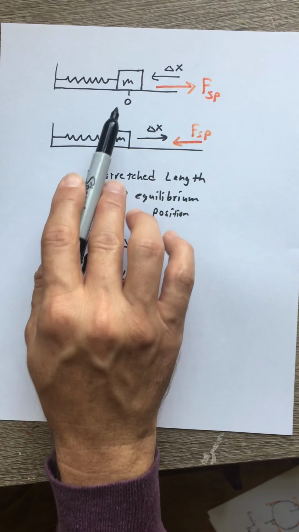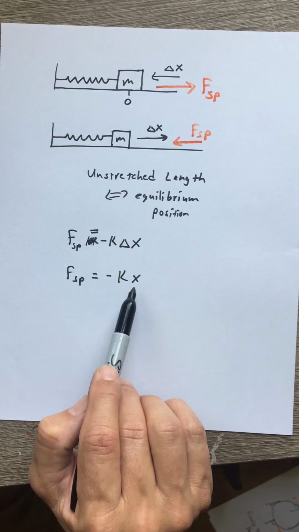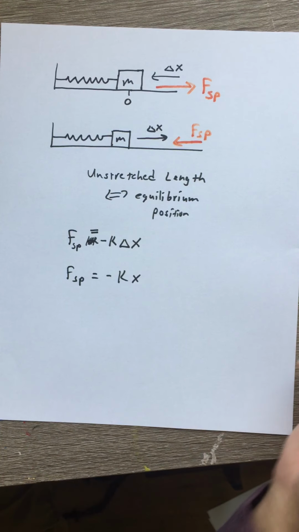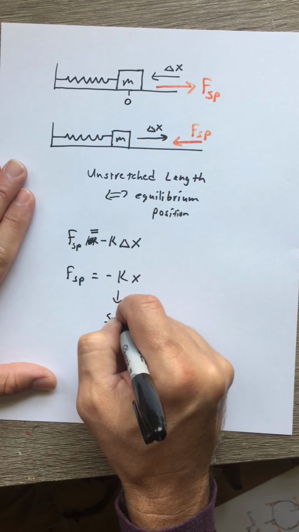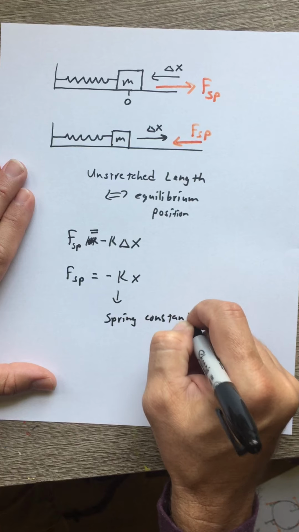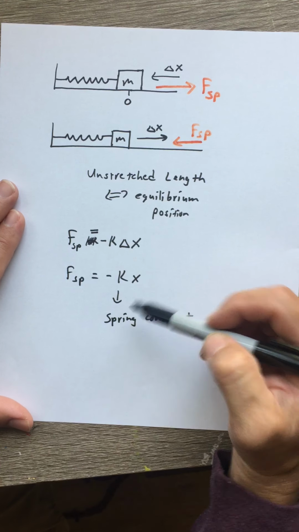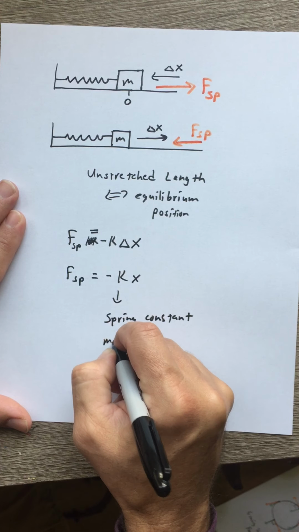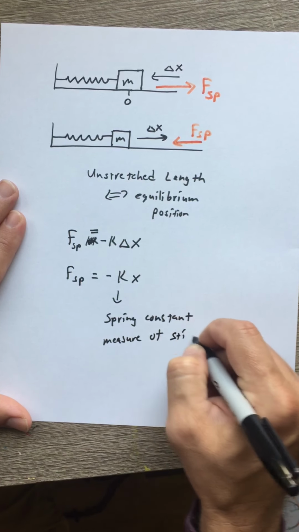So if the position is negative, this gives me a positively directed force. If the position is positive, this gives me a negatively directed force. k is called the spring constant. You can imagine that that's going to be different for every spring, right? We have to run this experiment on every spring to find out the spring constant. It functions as a measure of the stiffness of the spring.